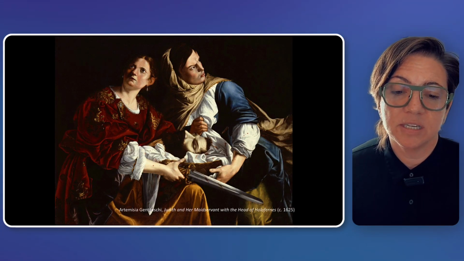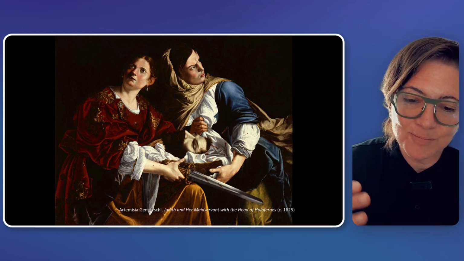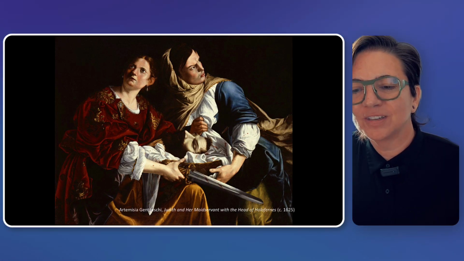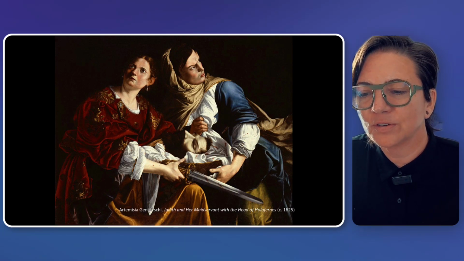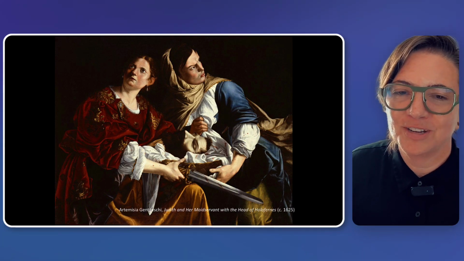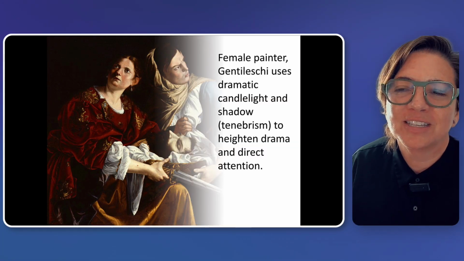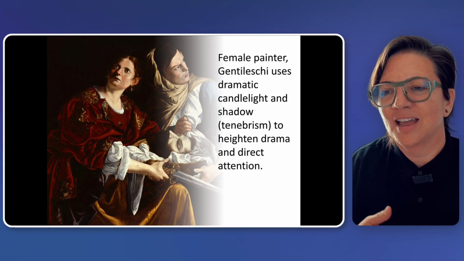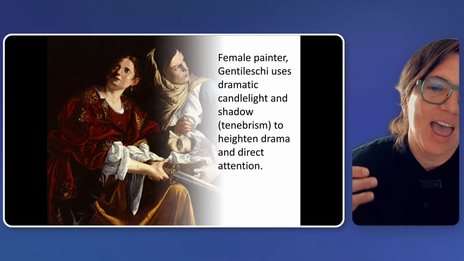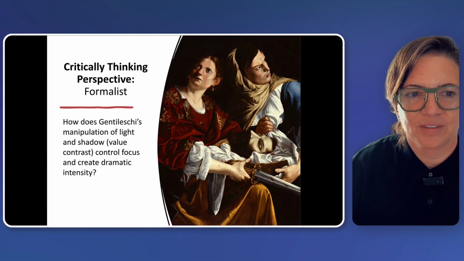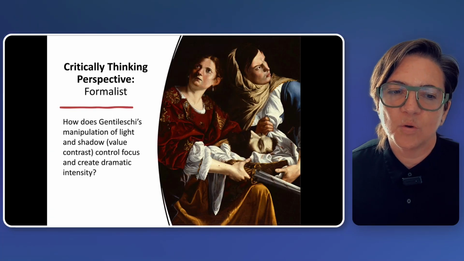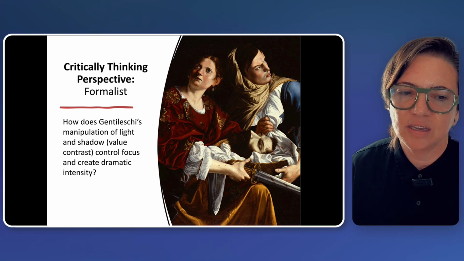Value. Value is the lightness or darkness of a color used to create contrast and emphasis. Here we have Artemisia Gentileschi's Judith and Her Maidservant with the Head of Holofernes, 1625. This female painter uses dramatic candlelight and shadow to heighten drama and direct attention. How does this manipulation of light and shadow control focus and create dramatic intensity?